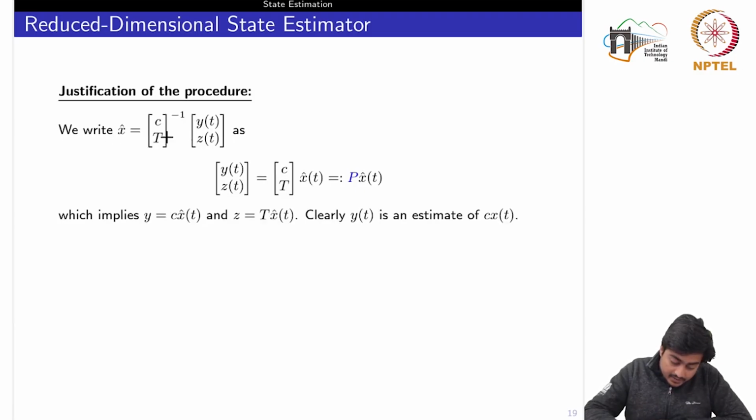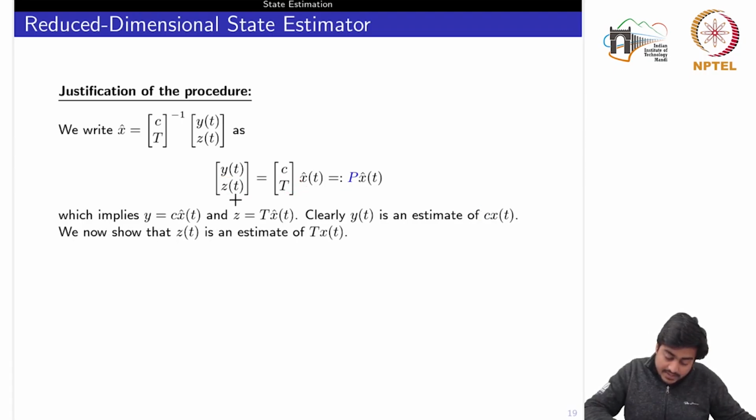So we write x hat, which was the output equation, as [y(t); z(t)] equal to, suppose it is possible to take the inverse of this matrix, P times x hat, where P is that matrix of which I need to show the invertibility, on which we will come later. If we see the first element and the second element, I can write them separately: y is equal to C x hat, and z is equal to T x hat. Now we can clearly see that y(t) is an estimate of Cx. So now we need to show that z(t) is actually an estimate of Tx. Then in that case we could say x becomes equal to x hat.